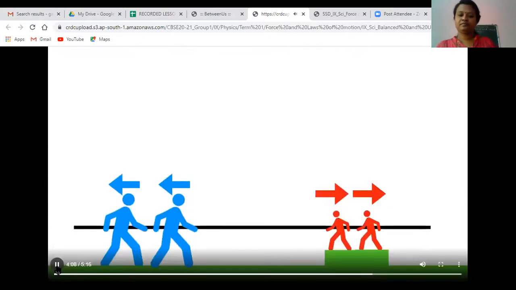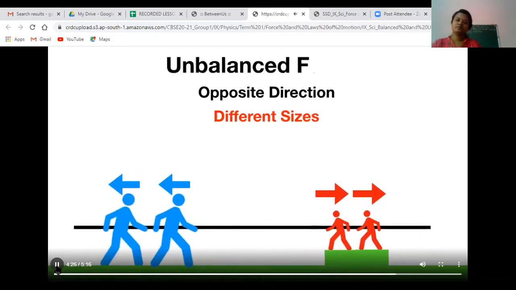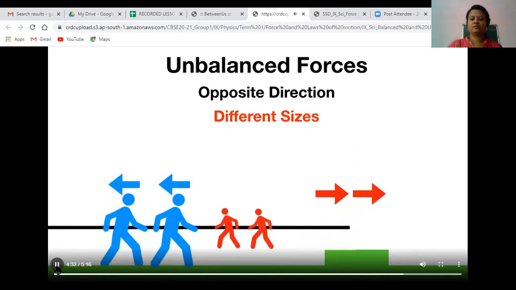Here's another example. Do these represent balanced or unbalanced forces? Why? Well, these people are pulling in opposite directions. The blue team is pulling to the left, and the red team is pulling to the right. But these forces are different sizes. The blue team is much larger than the red team. So these are unbalanced forces. If you were to watch this tug of war contest, you would see the blue team wins because they can pull with a stronger force.